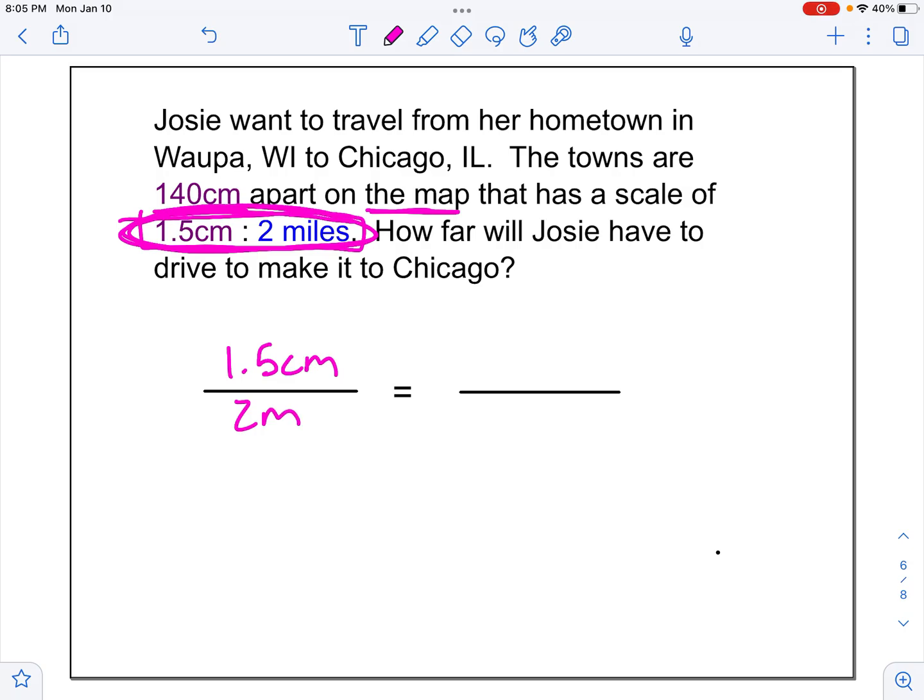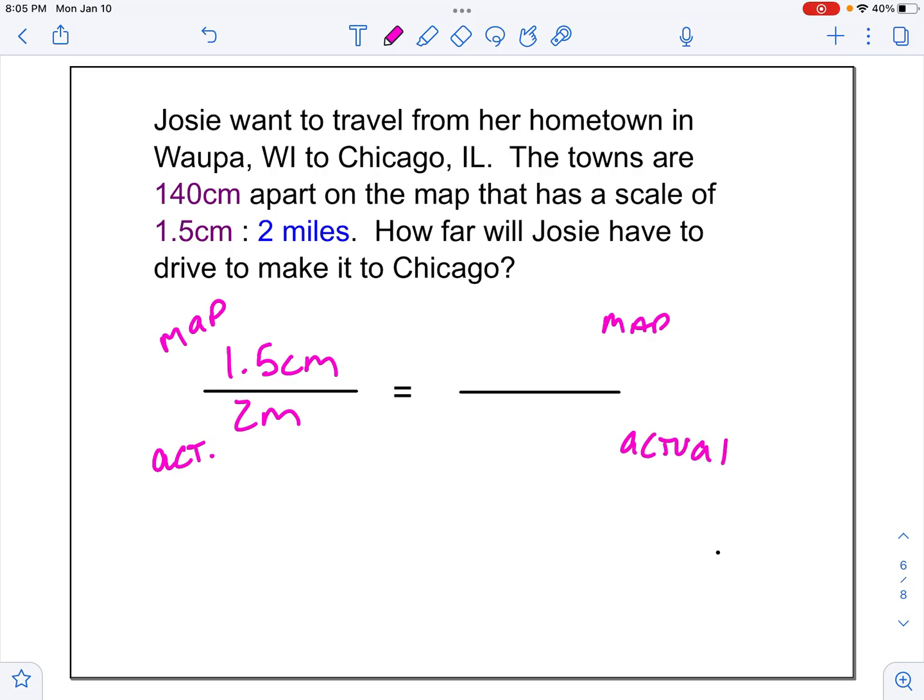And it wants to know how far will Josie have to drive to make it to Chicago. Well, if I'm looking at map to actual, then over here I need to have map to actual. So they have to flow the same way top to bottom on both sides. So if it's 1.5 centimeters on the map, it's also 140 centimeters on the map. So how many miles is that?